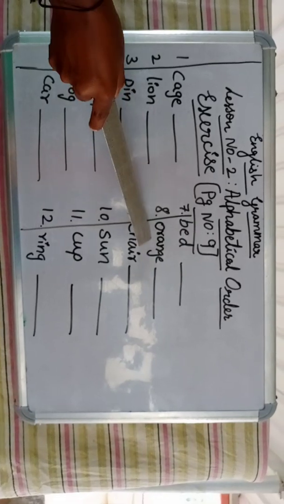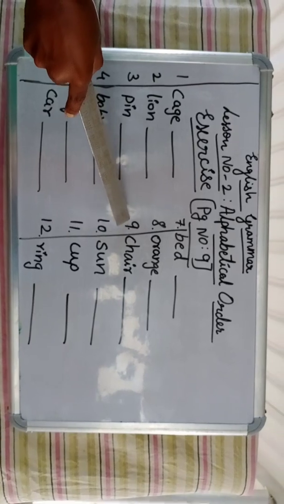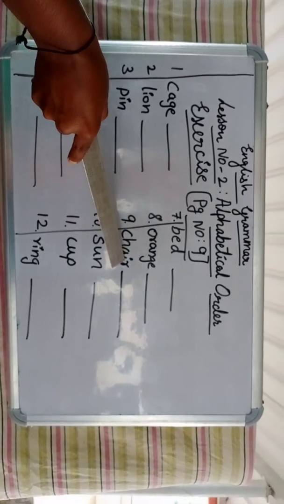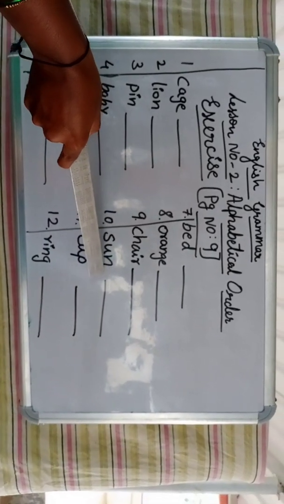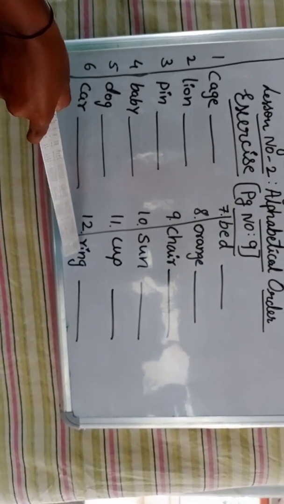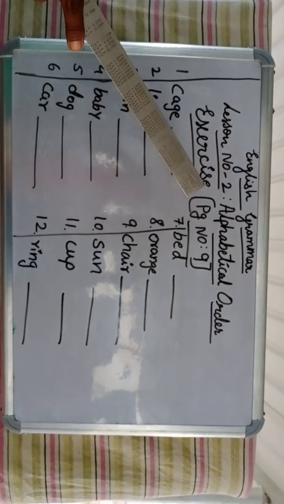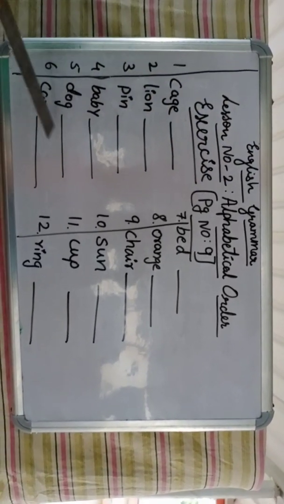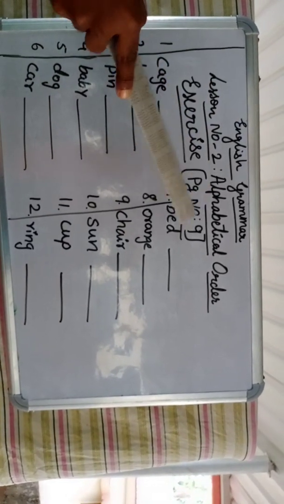Number 8, orange, O-R-A-N-G-E, orange. Number 9, chair, C-H-A-I-R, chair. Number 10, sun, S-U-N, sun. Number 11, cup, C-U-P, cup. Number 12, ring, R-I-N-G, ring. So dear children, write down the A to Z letters and after that search these letters and rearrange these words in alphabetical order.